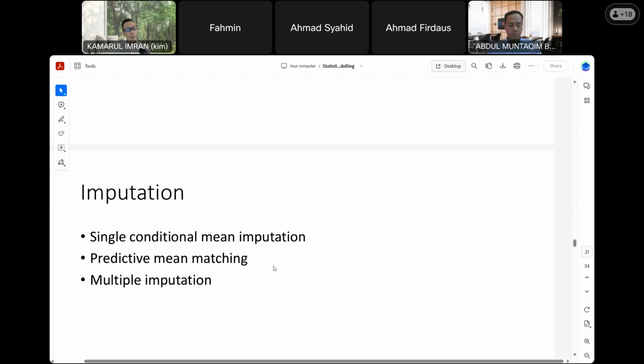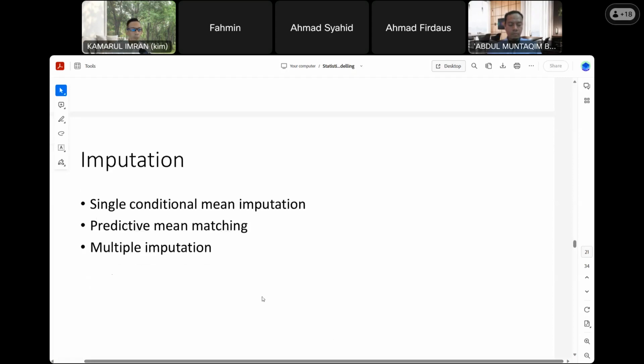So you can do a single conditional mean imputation. It means that you replace the value of missing data by the average value of that column. Tapi this one is very old method lah. Usually, we will not accept lah this method. Okay. Number two, you can do predictive mean matching. And number 3, you can do multiple imputation. So the best method is multiple imputation.